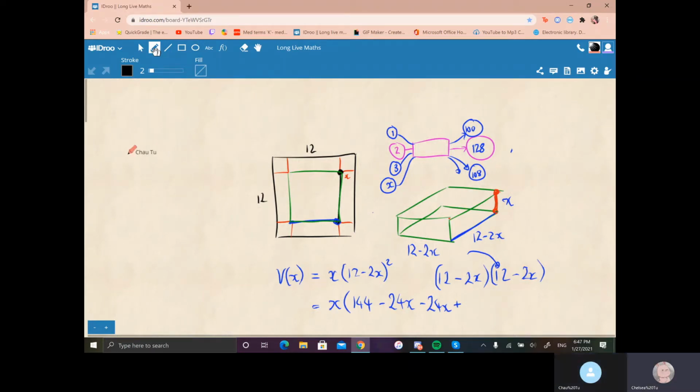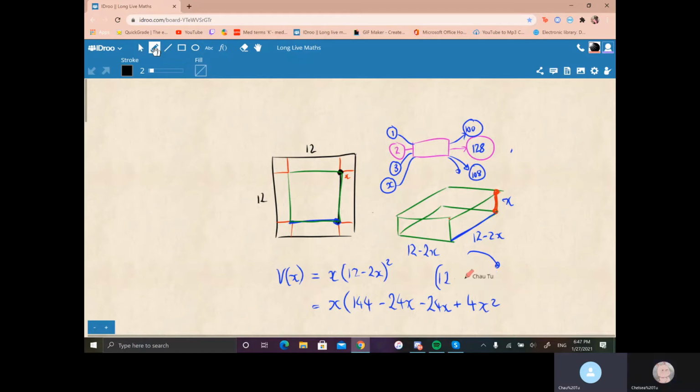Plus 24x. Hey, you got to do this time. Oh, 4. I meant 4. 4. For what? X. No, what's minus 2x times minus 2x? Positive 4x squared. Yeah, positive 4x squared.